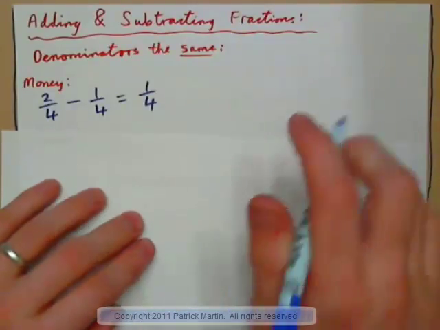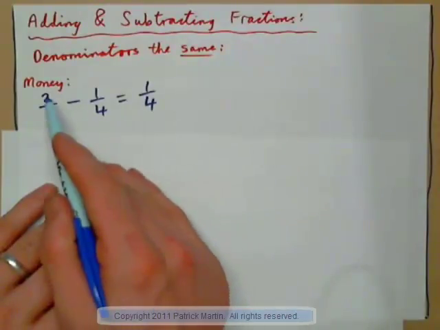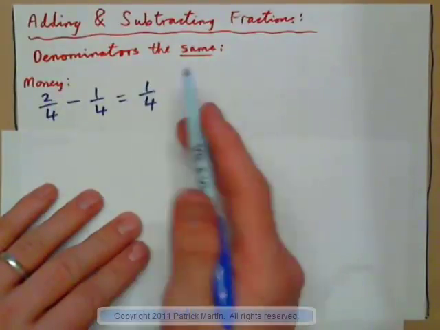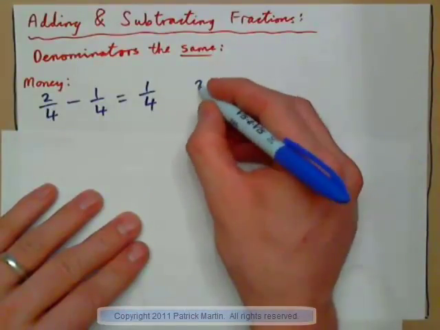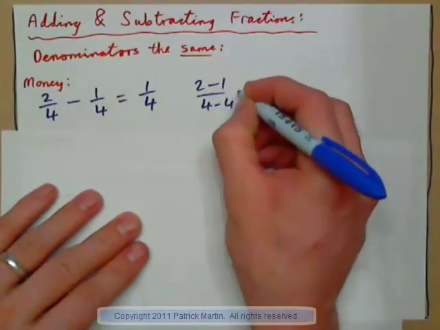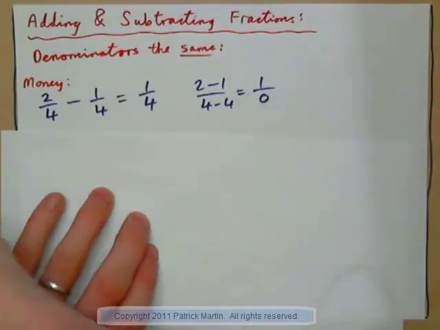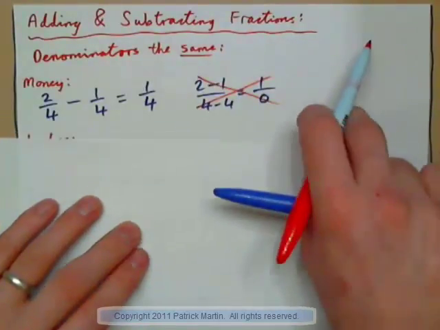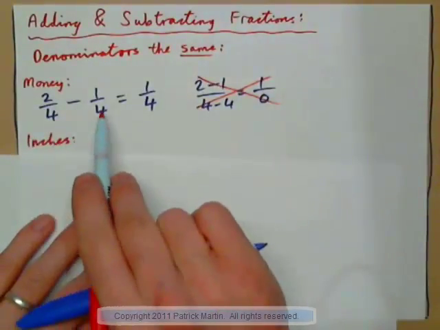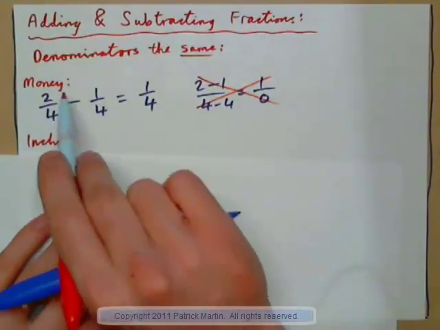So that's kind of funny because this number on the bottom just stayed 4, but we went 2 minus 1 and we got this one up here, and that's correct. So why didn't we do this? 2 minus 1 over 4 minus 4 to get 1 over 0. That's nonsense, isn't it? And the strange thing about fractions is that when these bottoms here are the same, we just leave them alone and we just combine the tops.